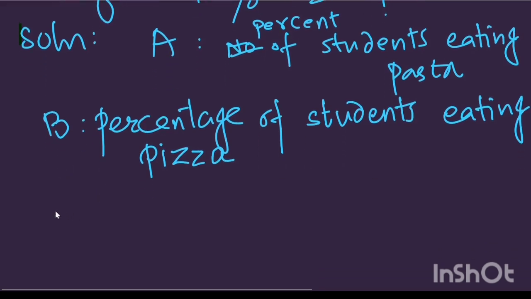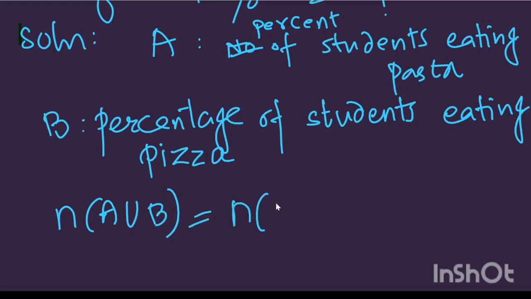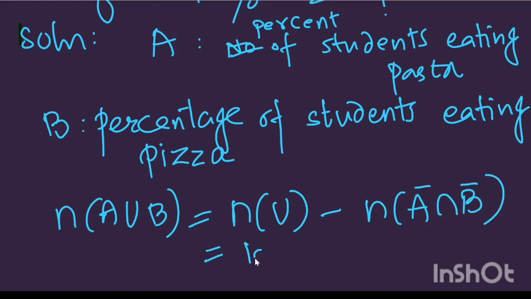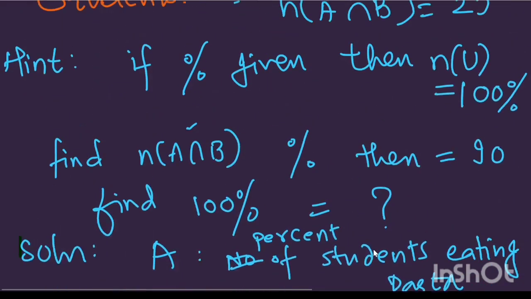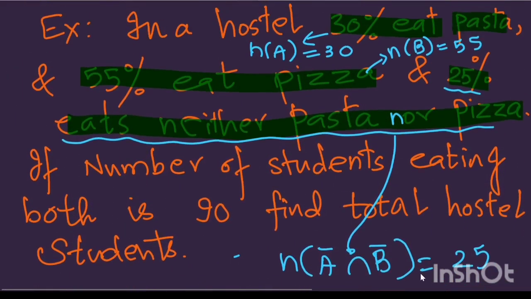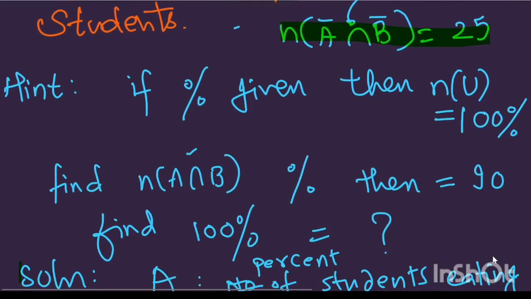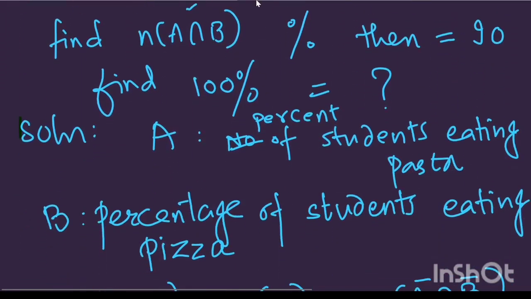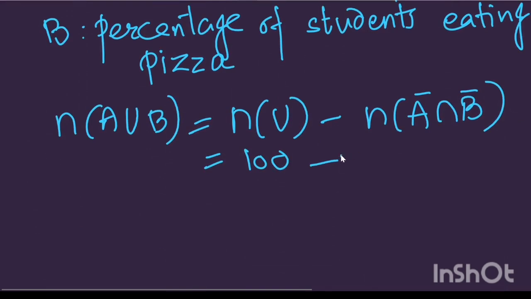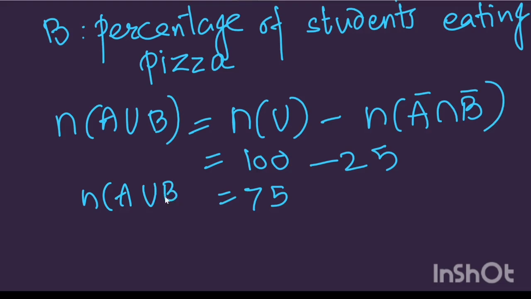First, we will find n(A union B), which in terms of n(U) is n(U) minus n(A bar intersection B bar), guys. Now, n(U) is given to be 100% and n(A bar intersection B bar) is 25, that we will substitute in this. So n(A union B) percentage came out to be 75.